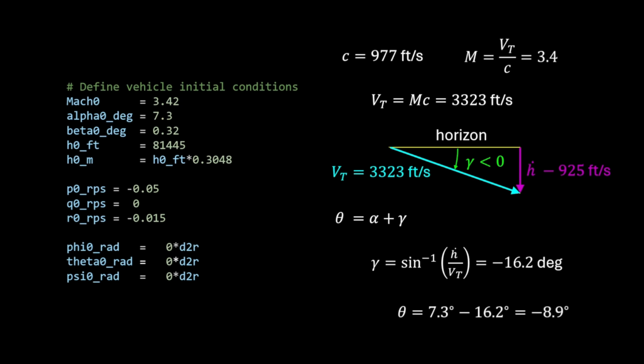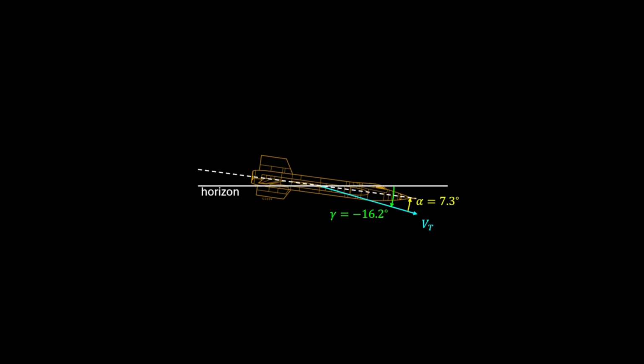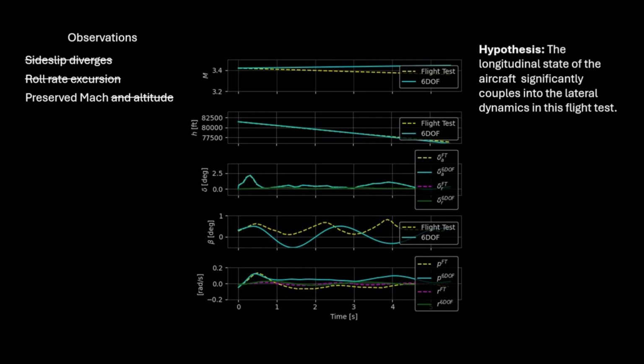Therefore, the pitch angle is minus 8.9 degrees, and this is used as the initial condition in our simulation. Our vehicle longitudinal configuration therefore changes from 0 pitch to minus 8.9 degrees pitch. Now we're prepared to test the idea that the longitudinal dynamics couple into the lateral dynamics. Our test is to run the simulation for the updated angle of attack and pitch angle initial conditions.